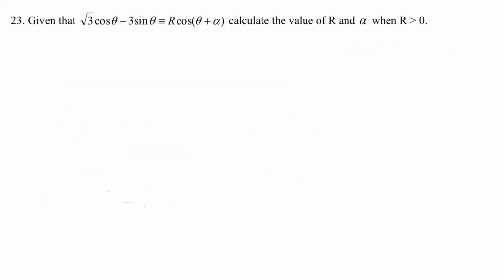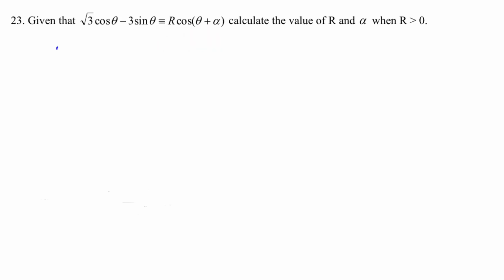In this question, we have been asked to calculate the value of r and alpha. You might have seen that this is one of the most repeated questions. It's a very easy question. You have been given cos theta plus alpha. This is the same as the addition formula. Look at the formula sheet and expand the bracket.